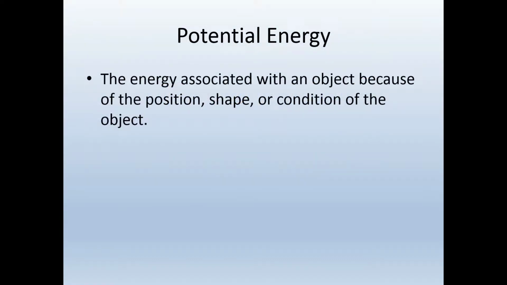Potential energy is defined as the energy associated with an object because of the position, shape, or condition of the object. So an object has potential energy due to position, shape, and condition. But what does that mean? Talking about position, shape, and condition would be clearer if we actually mentioned the types of potential energy. The ones that we will focus on in this lesson are gravitational potential energy and elastic potential energy.